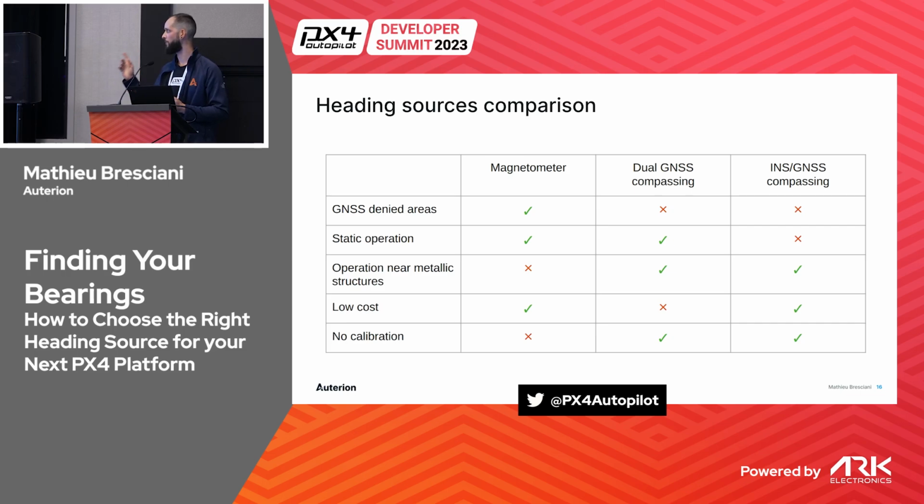Also, it depends a bit on your application, if you're operating near metallic structures. For example, if you're operating close to the ground, usually there is reinforced concrete that has a lot of iron in it that will disturb the magnetic field as well. And also the cost, because for example, a magnetometer compared to dual GNSS, it's not the same price tag. And also the calibration: a magnetometer you need to calibrate. You can calibrate some errors, but if it's changing over time, you can't recalibrate them.